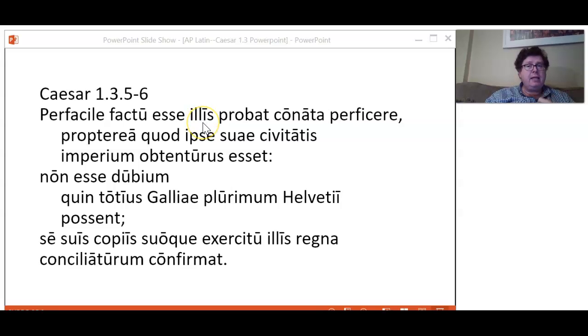them. Illis, dative of reference. By the way, I know that the notes say dative of interest. Dative of interest is a type of dative of reference, so reference is good enough. So again, he demonstrates that to achieve the undertakings is very easy to do.